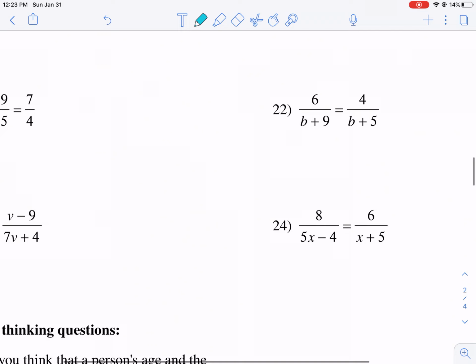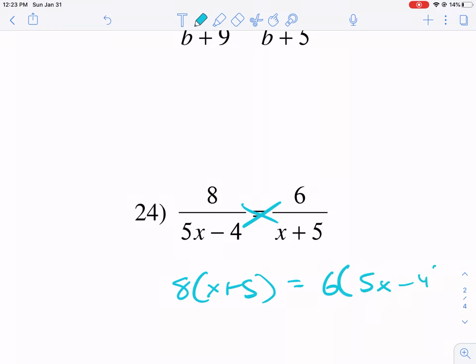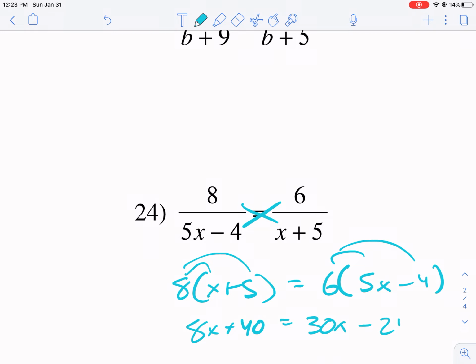Oh, here's a good one. Let's skip down to 24. So we do cross multiplication here. Oh, this is a really good one. We have 8 times x plus 5 equals 6 times 5x minus 4. We're going to have to distribute for both of these. We get 8x plus 40 equals 30x minus 24.